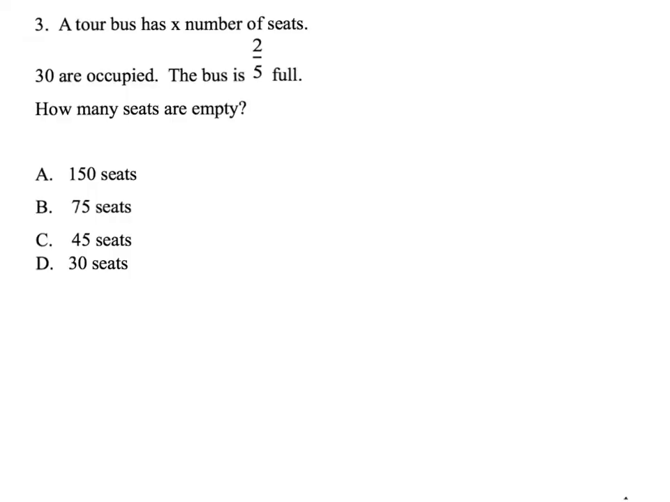All right, so we have to figure out how many seats are on the bus first. If it has X number of seats, it says that the bus is 2/5 full and there are 30 people on the bus. So 2/5 of the bus is full. That's technically telling you what it is. 2/5 of the bus is currently filled.